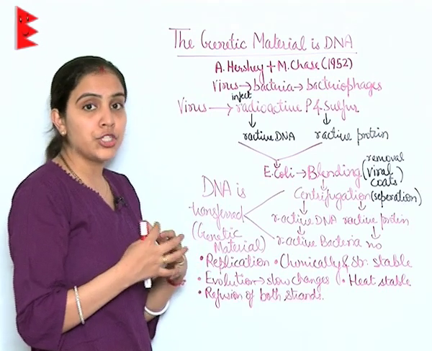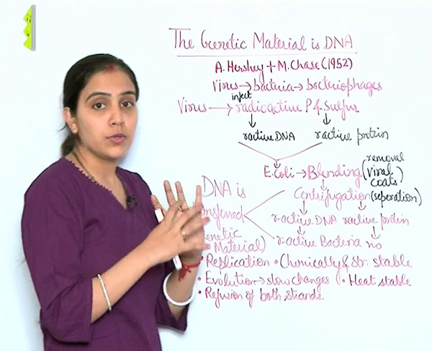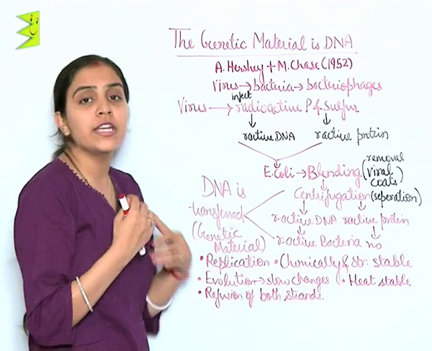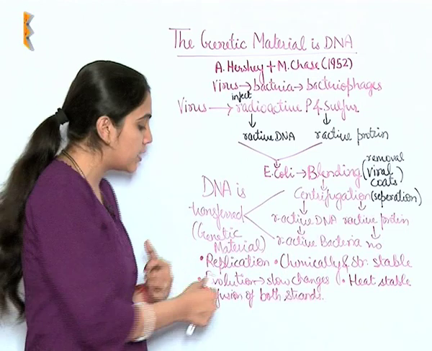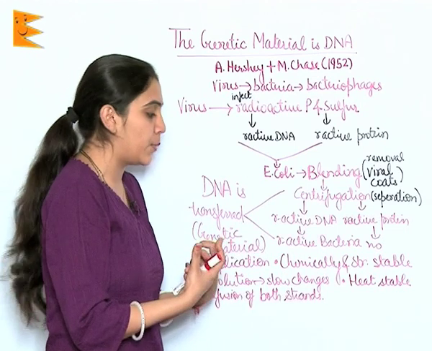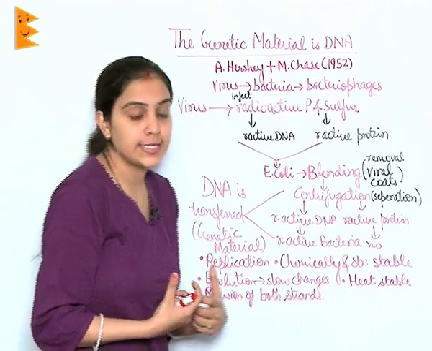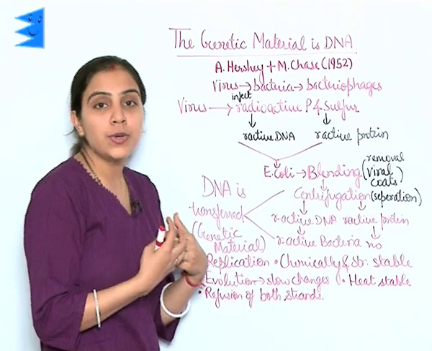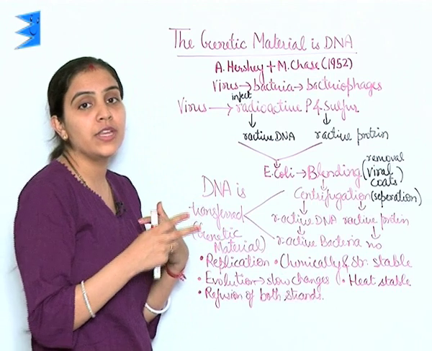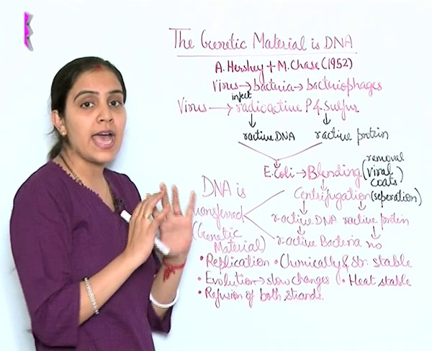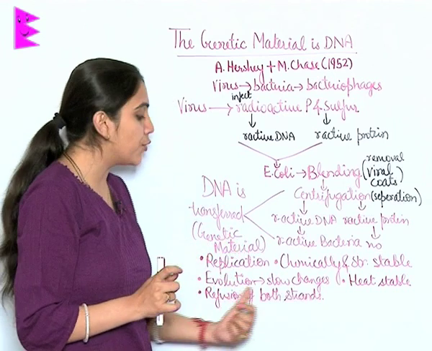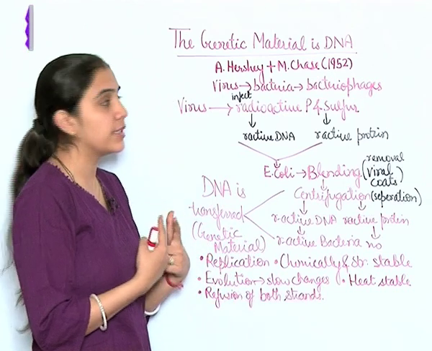That is, it should not change thoroughly with the various stages of the life cycle, but it should have scope for slow changes so that evolution can be promoted. It should be heat stable, and as in the case of DNA, due to heat the two strands of DNA may be uncoiled, but as soon as normal temperature conditions return, they should rejoin to form both the strands.